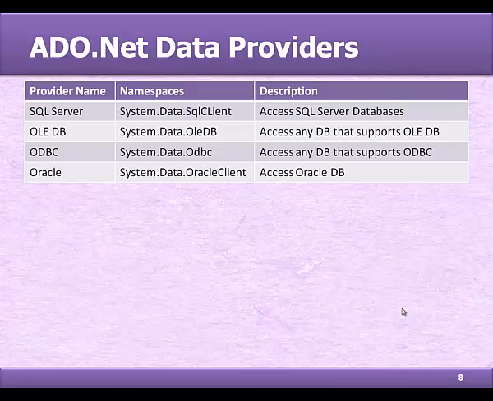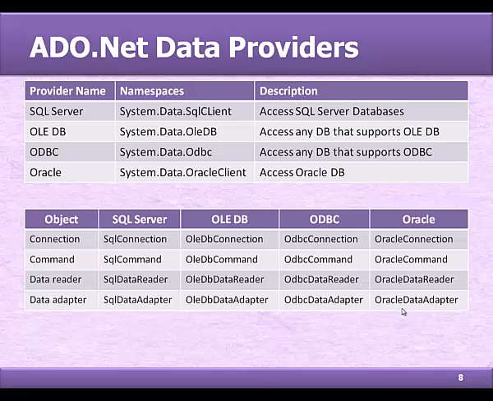So for every type of database we have the provider. For Oracle we have System.Data.OracleClient. For ODBC we have System.Data.Odbc. So these providers provide access to the database of that type. These providers help us to create objects like connection, command, data reader and data adapter.